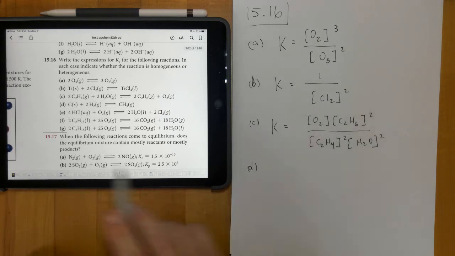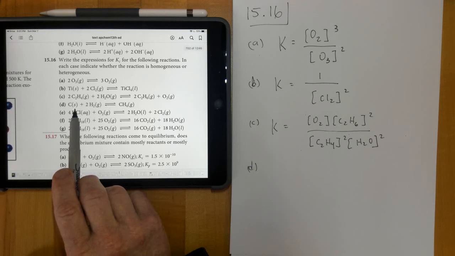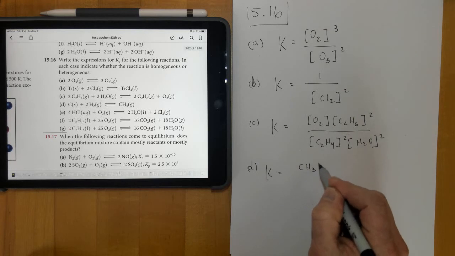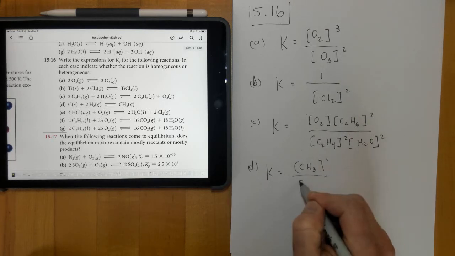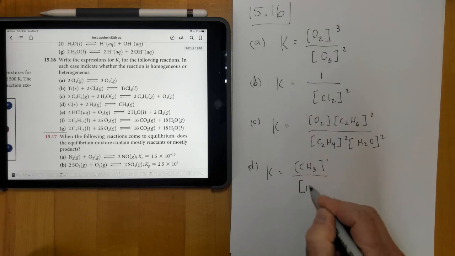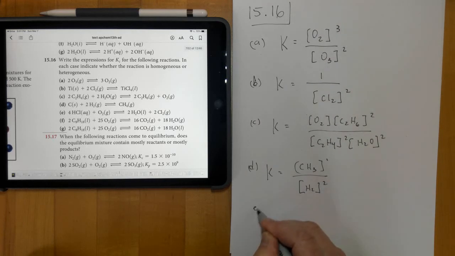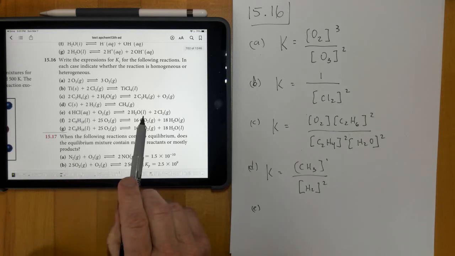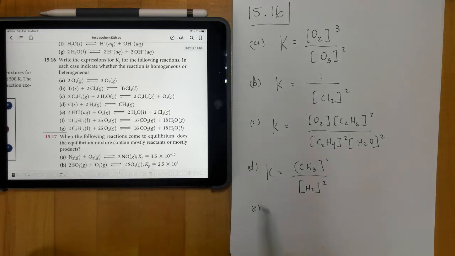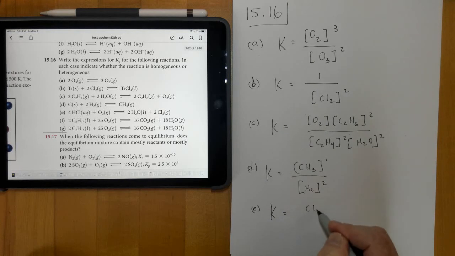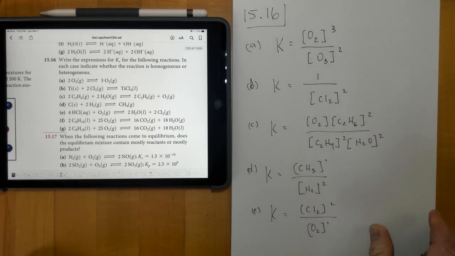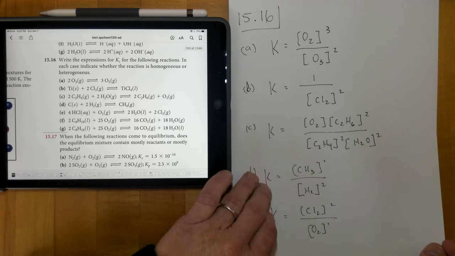And then letter D, you'll notice we have a solid in there, and so this is heterogeneous once again, and so K is equal to products CH4, and that would be raised to the first power, and then divided by reactants, which would be H2, and that would be raised to the second power. And then letter E, you see we have aqueous and liquid in there, so heterogeneous once again, and so the only product that goes in there would be our Cl2, and we would square that, and the only reactant that would go in there is our O2, and that would be to the first power. So those are A, B, C, D, and E.